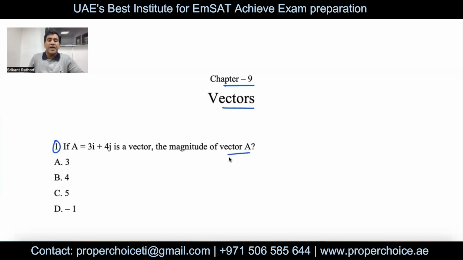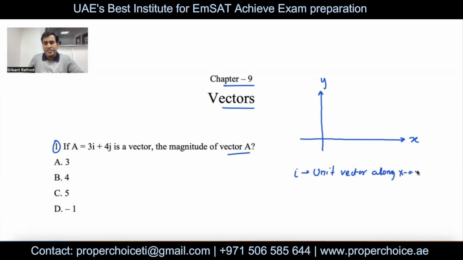They're asking us what will be the magnitude of vector A. What does the magnitude refer to? And first of all, what are 3i and 4j representing? Let me explain here. i and j are representing just the x and y components. So if I say this is the x-axis and this is the y-axis, i we call the unit vector along the x-axis, and j is the unit vector along the y-axis.